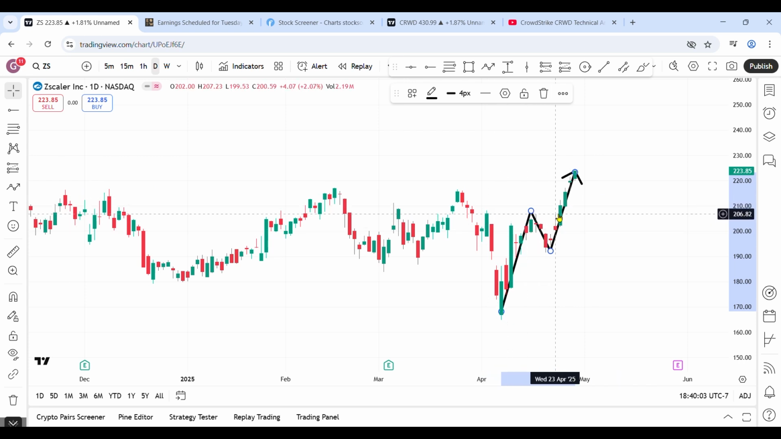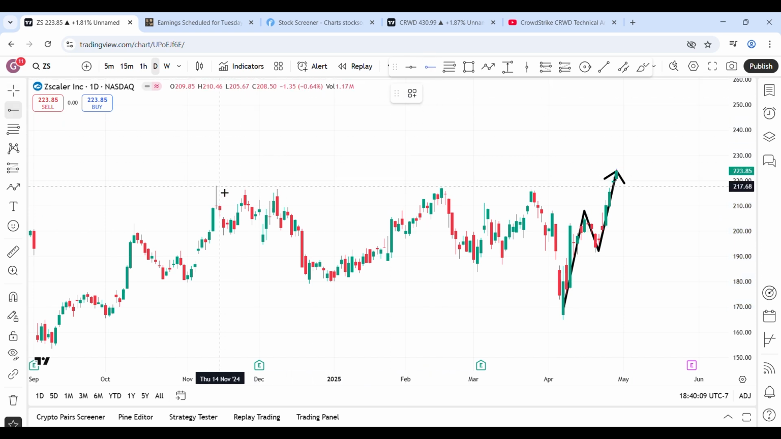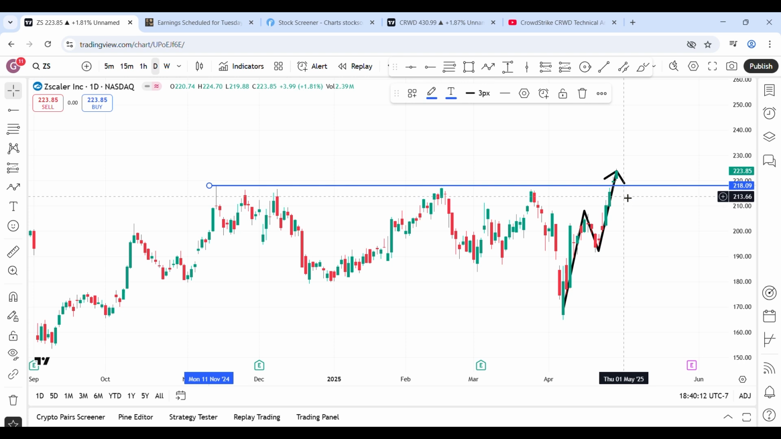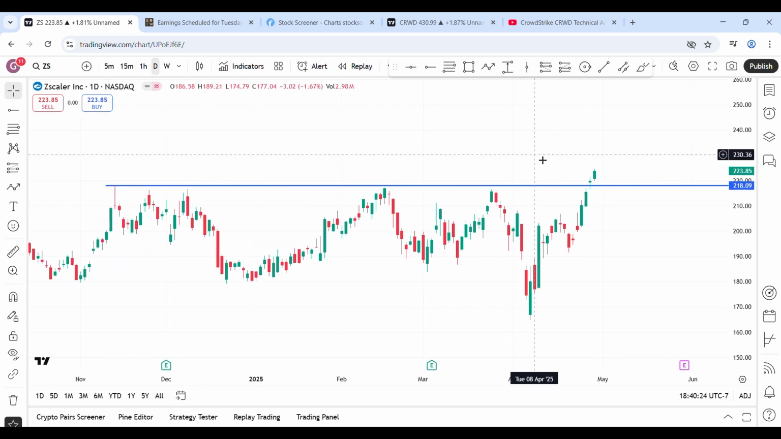So Zscaler is in an uptrend, and not only is it an uptrend, it broke through a significant resistance level in the 218 price range just in the last couple days. So we've broken that. We're in an uptrend. We broke a significant resistance level. Let's go see if there are support levels, if Zscaler can pull back into a support level like CrowdStrike did a couple weeks ago for a potential bounce trade in Zscaler.